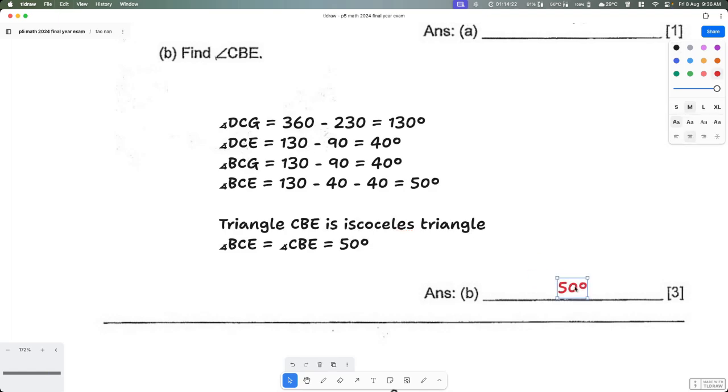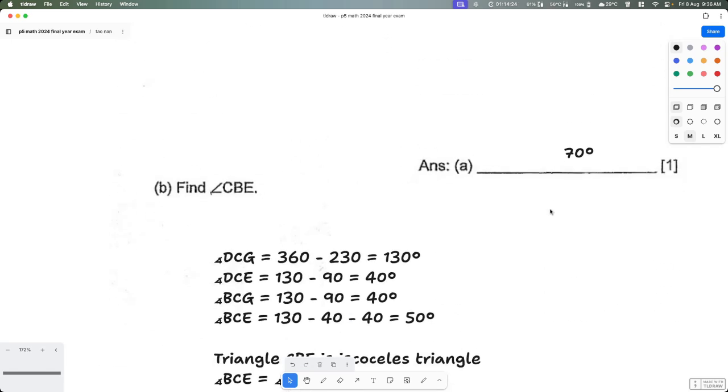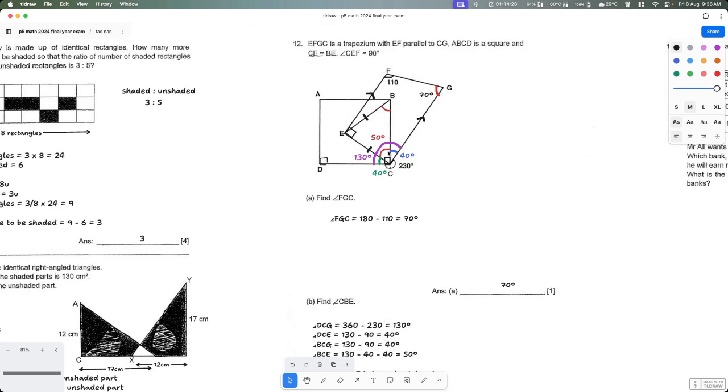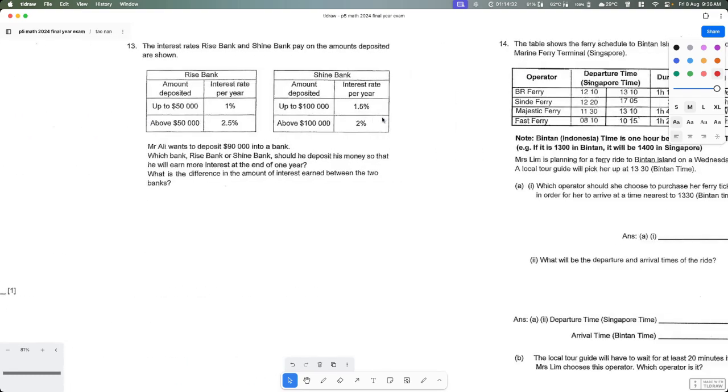In another color. All right. Let's move on to the next question. Question number. I've got to put this. All right. Let's move on to the next question.